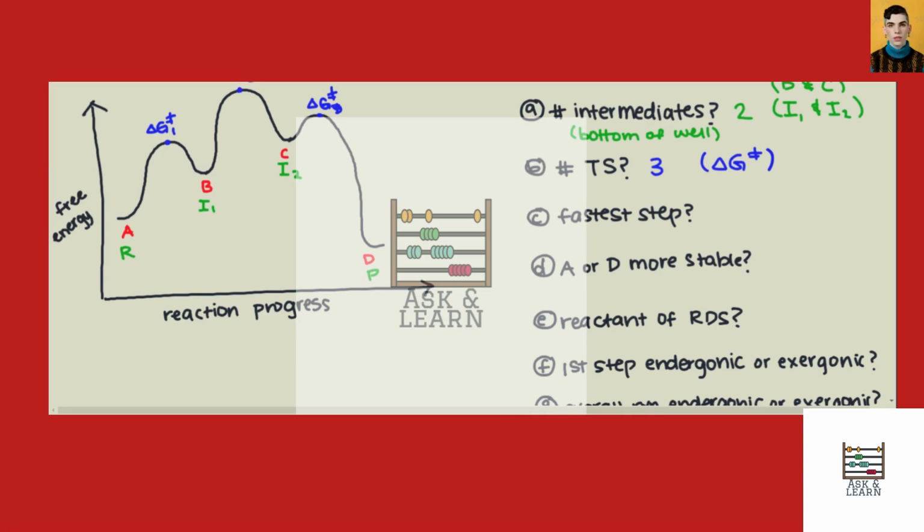In this reaction, your fastest step is going to have your lowest transition state energy. And so when you measure this, you want to look at the difference in energy between the reactant and the transition state, right? So if you go from here to here, and then here to here. So your fastest step is going to be your smallest free energy of activation, which is going to be step C to D.